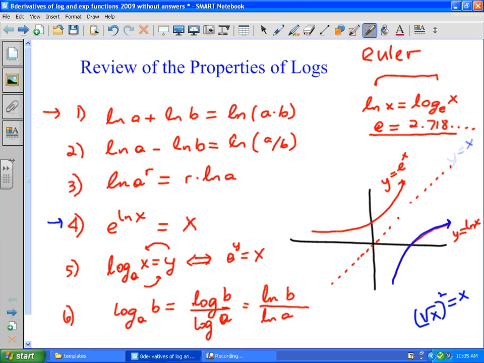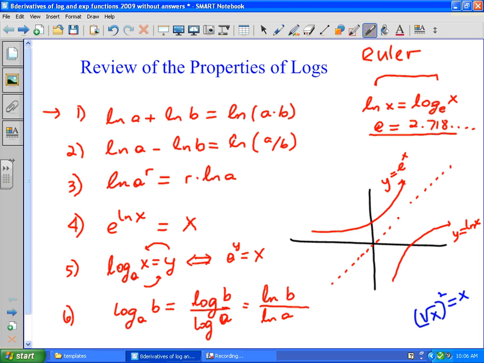So they're inverses of each other, and therefore property number 4 works. They cancel each other. Property number 5 talks about what you do if you're trying to get rid of a logarithm. How can you rewrite something in exponential form? So if you have log base a of x equals y, how do you write it in exponential form? Does everybody remember that? I usually use these little arrows. Then you have a to the y is equal to x.